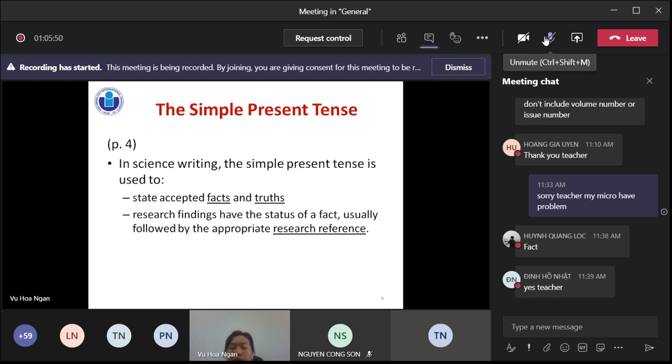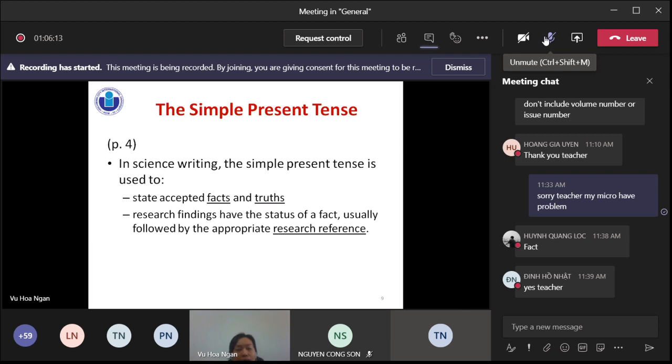So, if the thing is for research findings, if you use simple present tense, you indicate that it is a fact or the truth. Okay, and you need to cite, you need to tell who said so, who stated that. Now I give you an example.